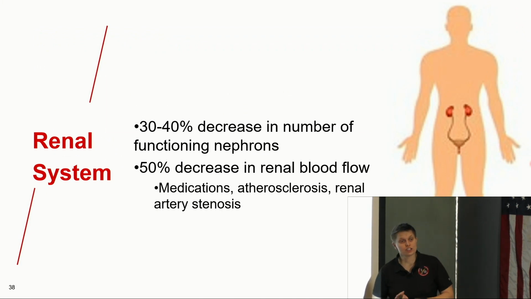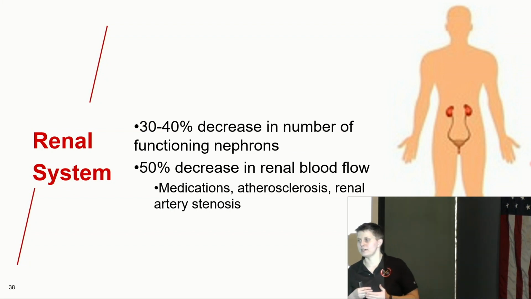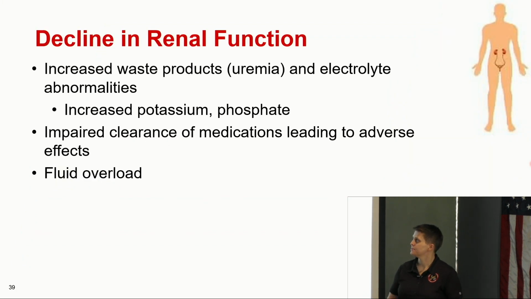In terms of the changes that occur in the renal system as we age, there is a 30 to 40% reduction in the number of functioning nephrons. So the functional units of our kidney that do the job of filtering and secreting are diminished. And there's a 50% decrease in renal blood flow. So the supply and the nutrition for the kidney is diminished. And this is exacerbated by medications. It can be exacerbated by atherosclerosis. So all of our patients who have heart disease, high cholesterol, may be worse off. And there may be anatomic changes like renal artery stenosis.